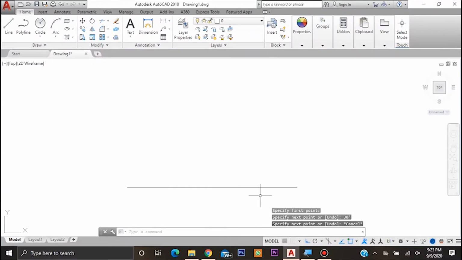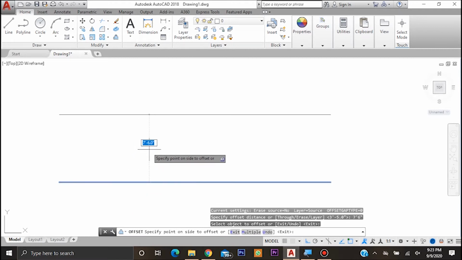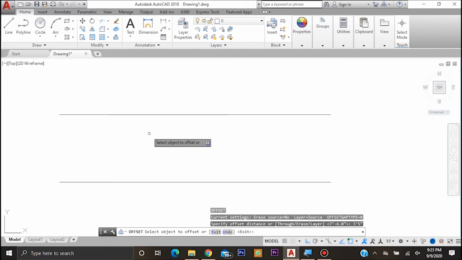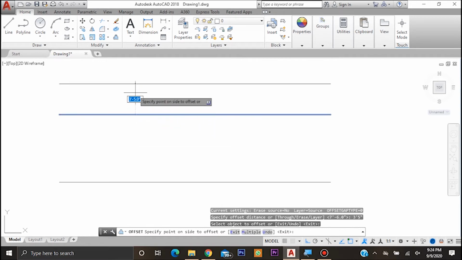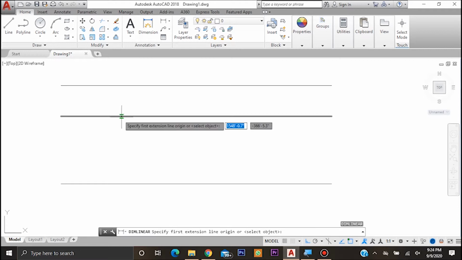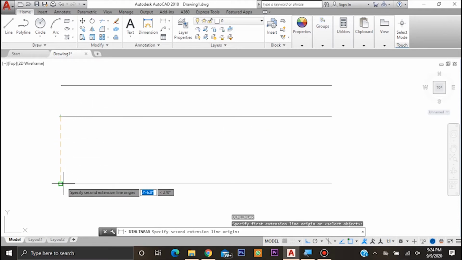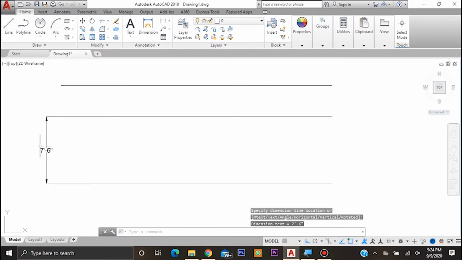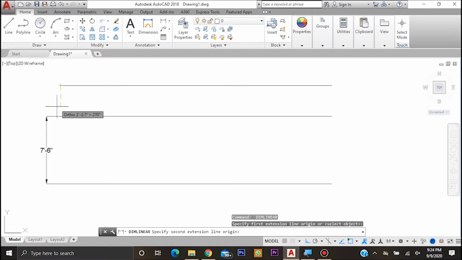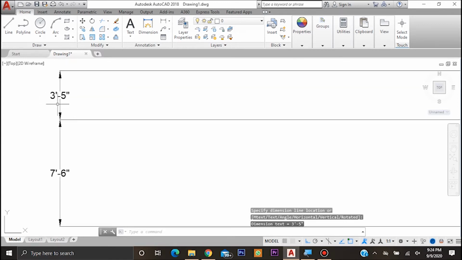I'm setting the floor level, and also I'm offsetting and drawing the lintel level, which means I am offsetting it to 7 feet 6 inches, which is the top of the lintel level. And next, again the roof level, it is 3 feet 5 inches from the lintel. Let's check the dimension from floor to lintel level. It is 7 feet 6 inches, and from lintel to roof it is 3 feet 5 inches.